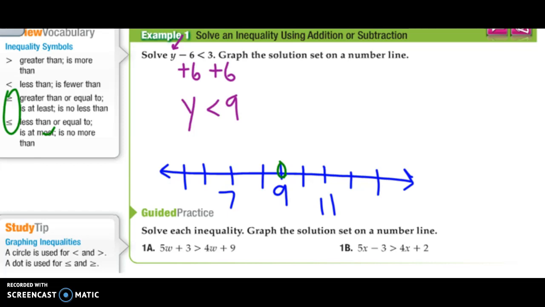So I think, okay, is 7 less than 9 or is 11 less than 9? Well, obviously 7 is, so my graph is going to go this way, okay? I'll fill it in, just like that. So we see our values of 9, just a little bit less than 9, and everything less than that works for this inequality, okay? There's a couple guided practice problems you can try.